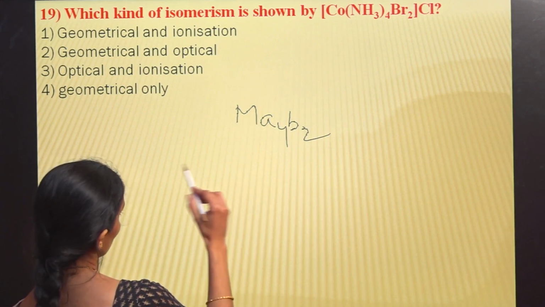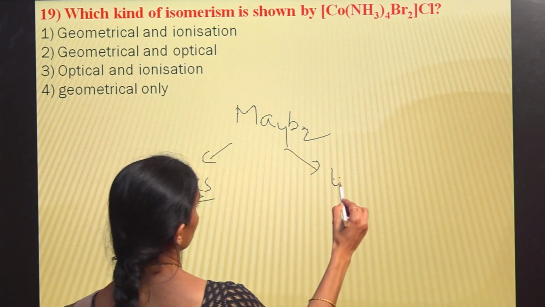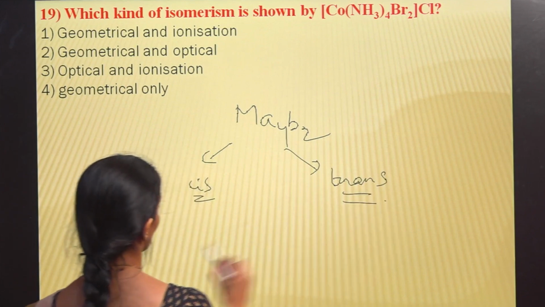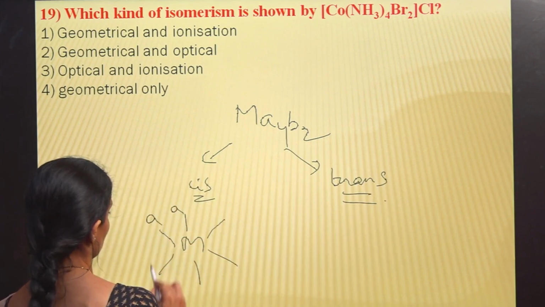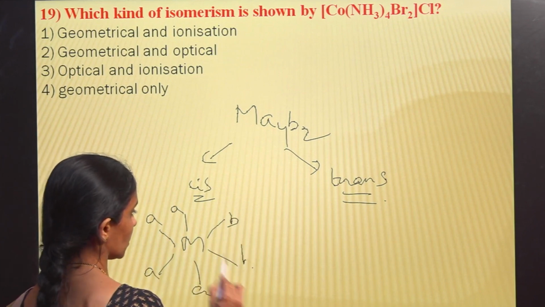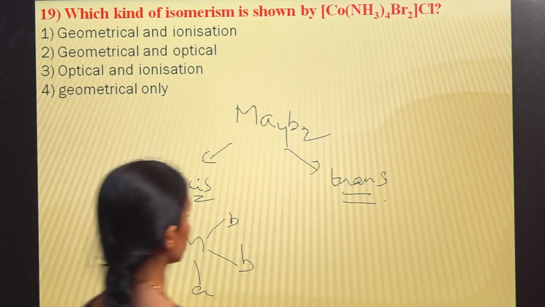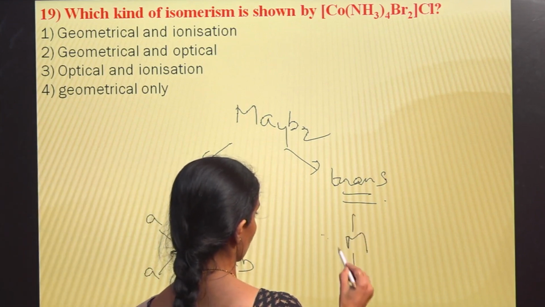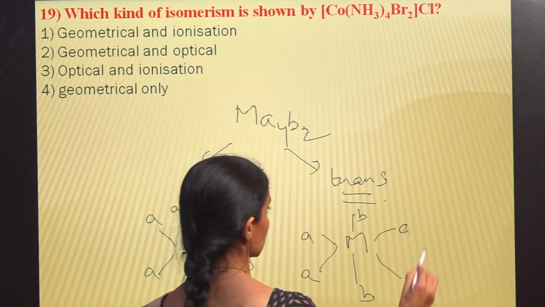Which are the geometrical isomers? You have one cis isomer and you have one trans isomer. This is the cis isomer, okay? B and B are adjacent to each other, and the trans isomer is this. B and B are opposite to each other.